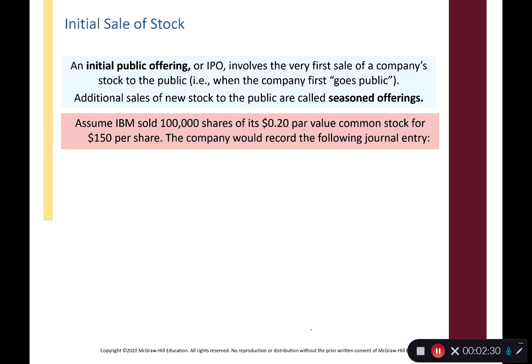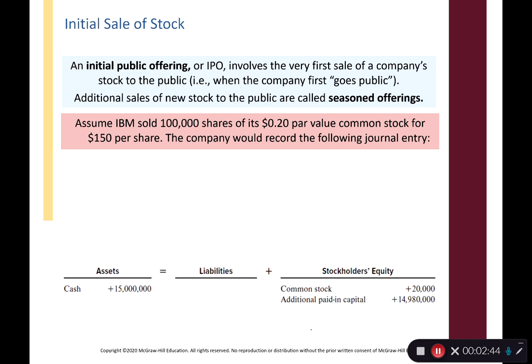So if IBM sold 100,000 shares of its 20-cent par value common stock for $150 a share, how is that going to play out? Well, as we learned at the very beginning of the semester, we should always be thinking in terms of up-down under our accounting equation. So first, under our equity, common stock is going to go up for the number of shares times par. So that's going to be 100,000 times 20 cents. And that's where the 20,000 comes from. Our cash is going to go up by the number of shares times the selling price.